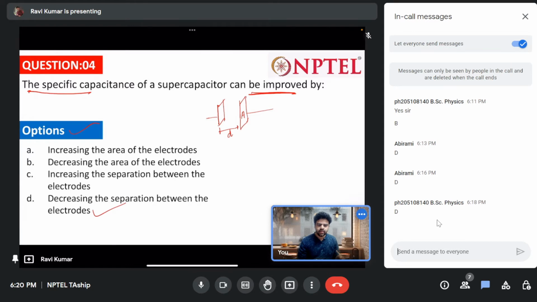Any comment regarding this area of electrodes? Yes, no, maybe.